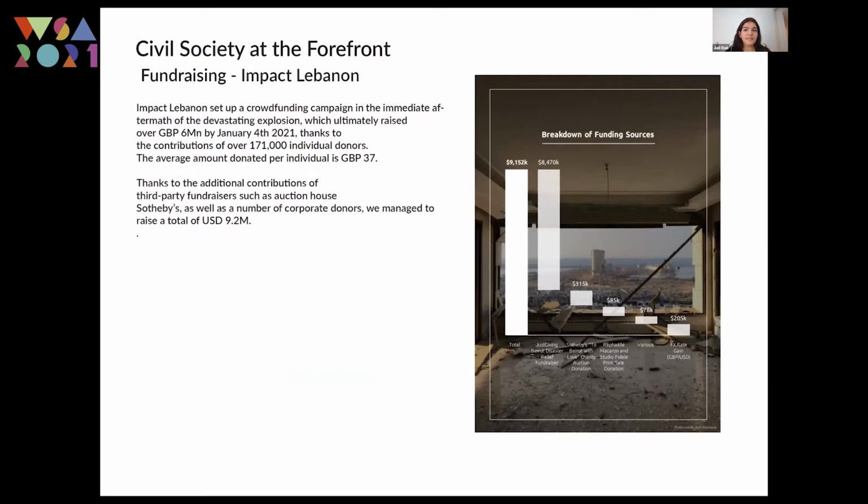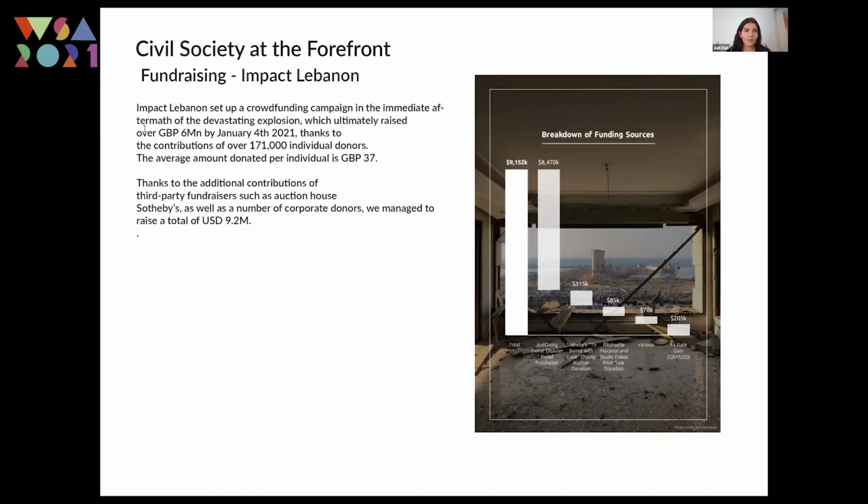So obviously each initiative had their own processes and functions in place, but I'm going to speak primarily through the lens of Impact Lebanon because this is where my personal perspective lies. Impact Lebanon is a social incubator which was founded in London around the time of the beginning of the revolution in 2019, primarily for education and awareness purposes.